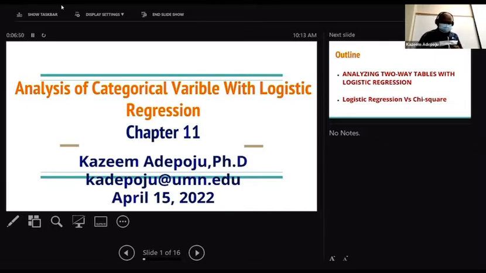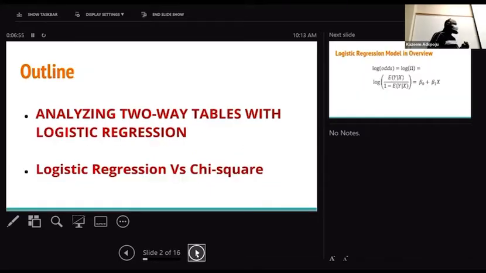But the focus today is that we want to analyze two-way tables with logistic regression. I'm going to show you. The two-way table, we analyzed using the chi-square on Wednesday, right? Today, I'm also going to show you how logistic regression can be used to analyze categorical variables. Then we're going to see the difference between using logistic regression and using chi-square.